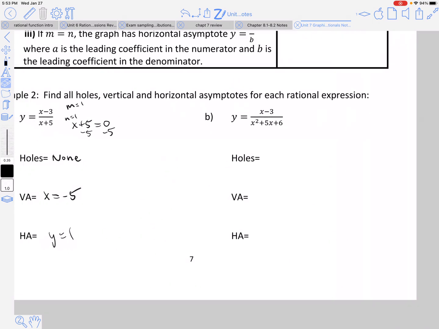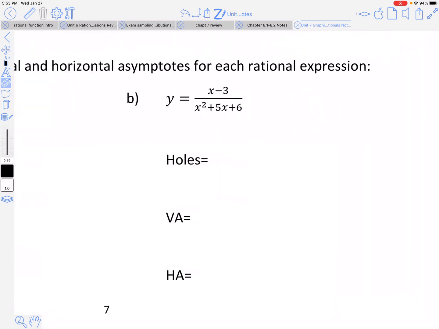All right, holes. So first step, factor. If you have any questions on factoring, please reach out to me. You should be pretty proficient at factoring and know how I'm getting those numbers. But if not, let me know. Okay, nothing cancels out. So there are no holes.